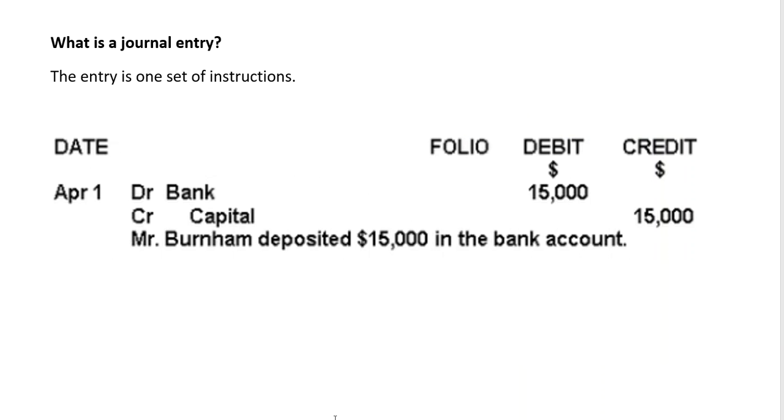The next term we need to understand is a journal entry. The journal itself is the book, and a journal entry is the set of instructions, one set of instructions. I've got an example here of one journal entry, and we've got quite a lot of information here. Let's pick our way through it. We are being told the date it occurred, debit and credit. We're being told to debit the bank account with $15,000 and credit the capital account with $15,000, and also a description of why this is happening.